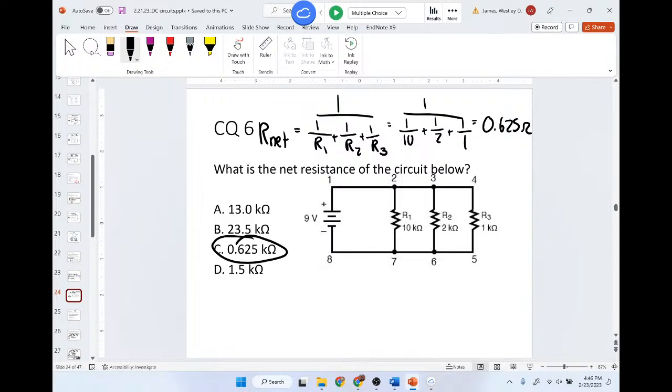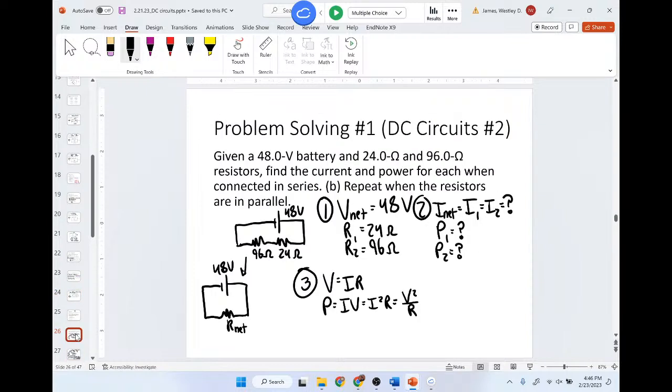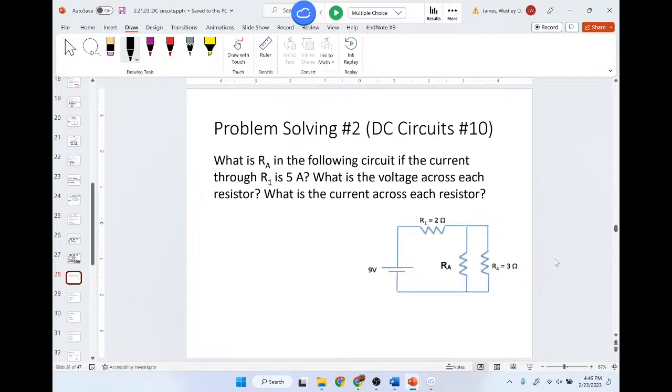I did a problem with you all. This one just got us into the idea that any time you see a circuit with more than one resistor and it asks you to find anything, the current, the voltage across one of them, the power, whatever, you have to condense it to one resistor and then work backwards. We're going to explore that today with this problem. Here is a classic problem.